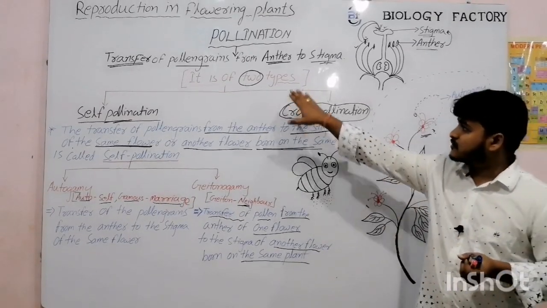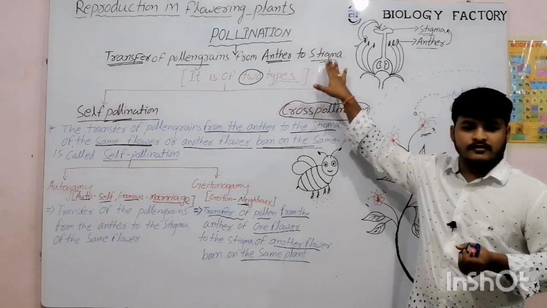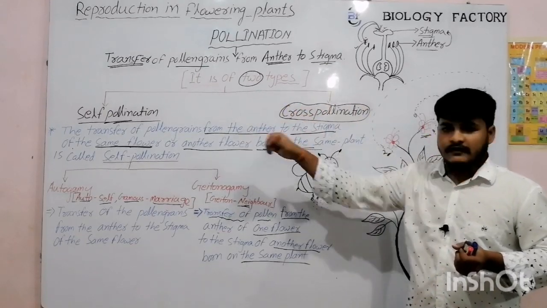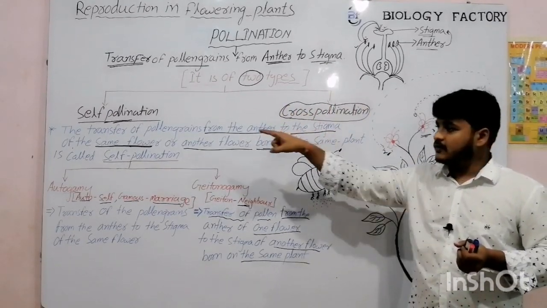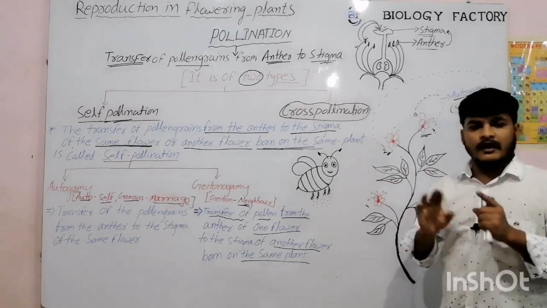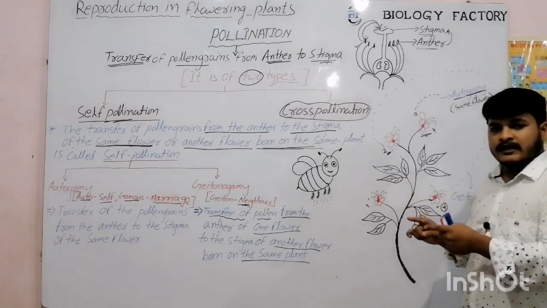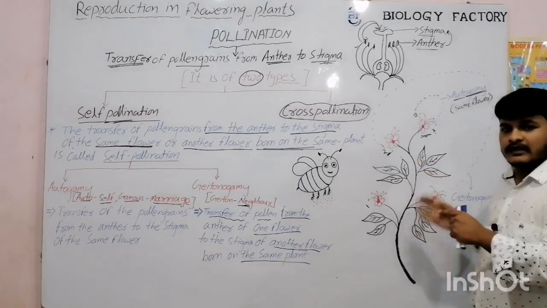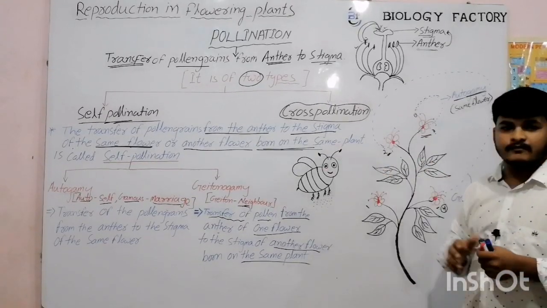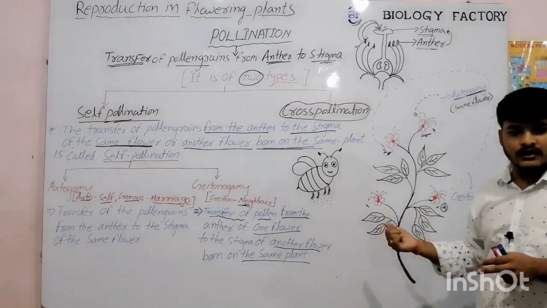In other ways, we also know that pollination consists of a number of parts. We just discussed that the simple process is otherwise known as the transfer process. That means the transfer takes place from the anther to the stigma, and it is of 2 types. One is self-pollination, another one is cross-pollination. Self-pollination means that the pollen grains are transferred from the anther to the stigma of the same flower, or from one flower to another flower borne on the same plant. Again, self-pollination is split into 2 types: autogamy and geitonogamy.